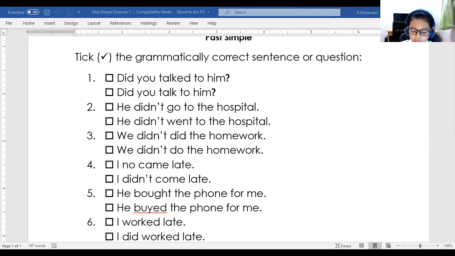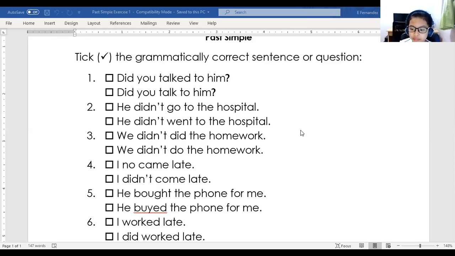Can you read the instruction? Tick. Yes, tick. Tick means check. By the way, tick is British English. In American English, it is check. I'm sorry, my files are British English because we are using British English here. But anyway, from time to time I will tell you if it's British or American. Okay, tick. Can you read it completely? Tick the grammatically correct sentence or question.